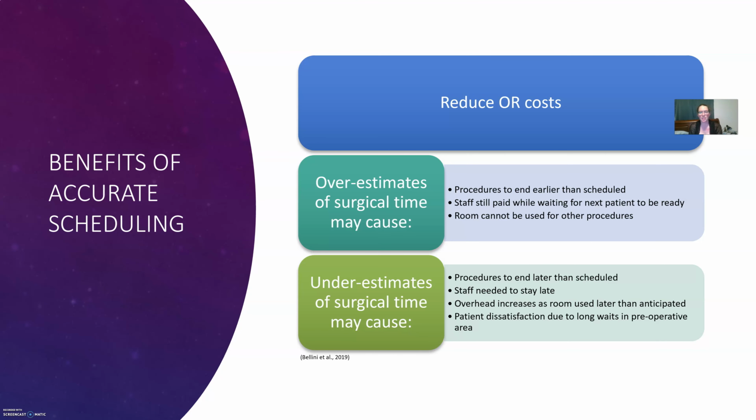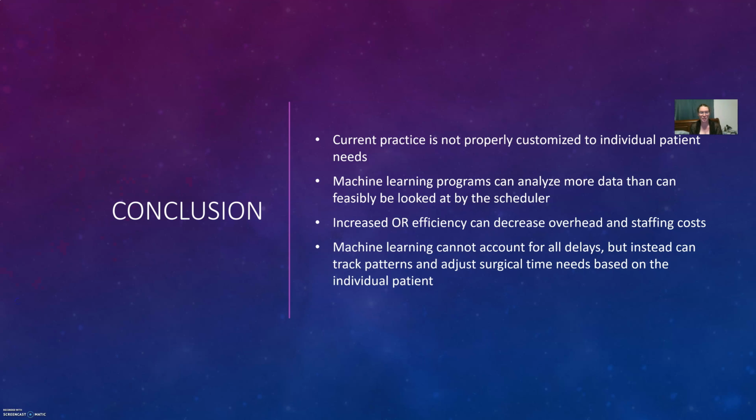The accurate scheduling can help reduce OR costs because overestimates of surgical time can lead for procedures to end earlier than scheduled, in which case the staff is waiting for the next patient to be ready, but we're still paying that staff, and the room is sitting empty instead of being used for other procedures, affecting overhead costs. Underestimation of surgical times mean procedures end later than scheduled, which leaves the room running later in the day. Staff need to stay late and end up getting call pay or possibly overtime pay. Overhead increases as the room is used longer than anticipated, and patients are dissatisfied due to long waits.